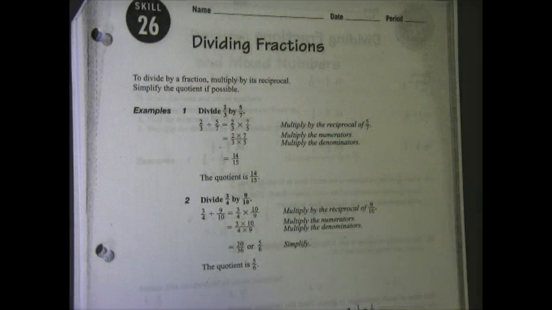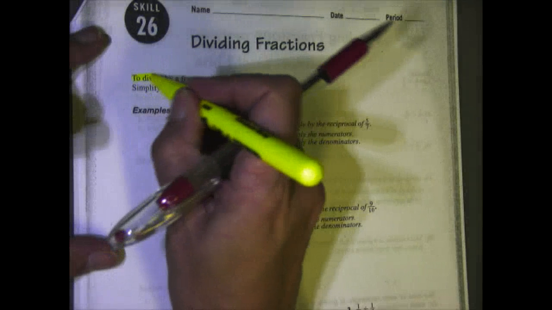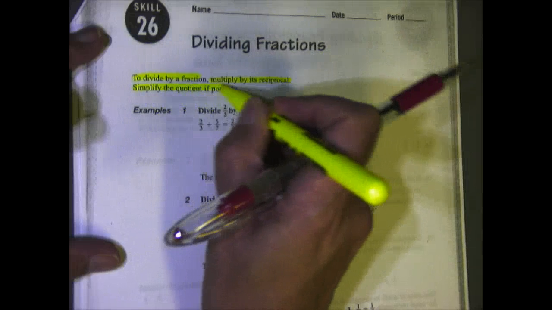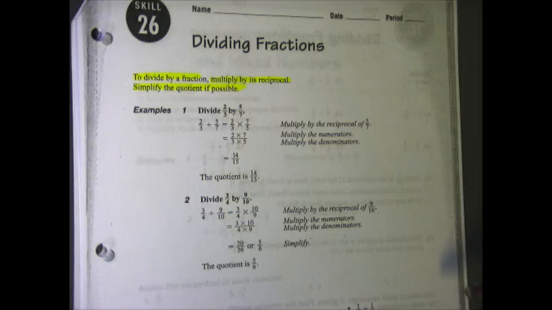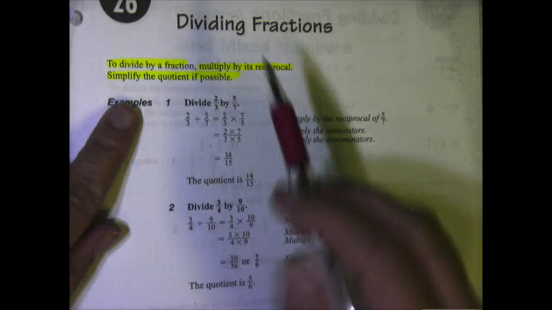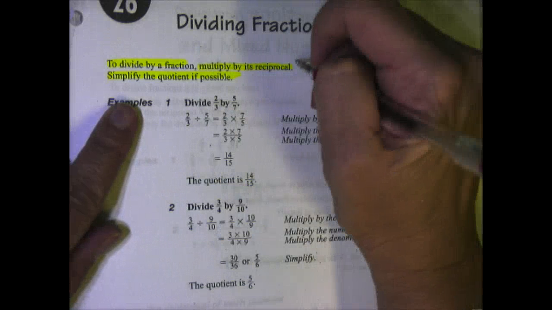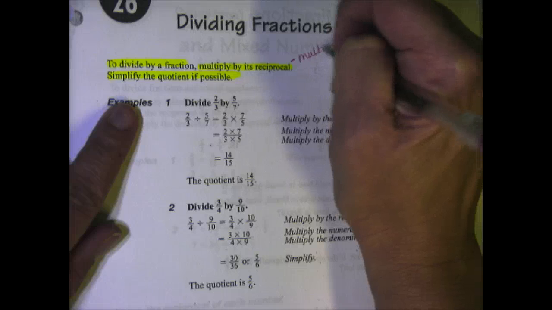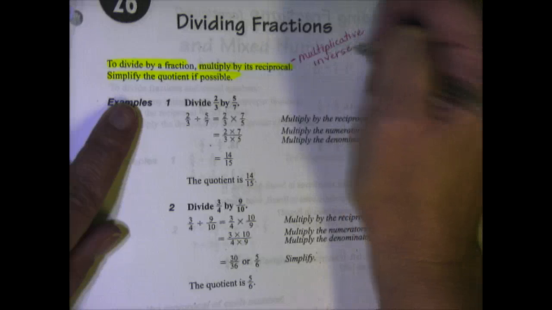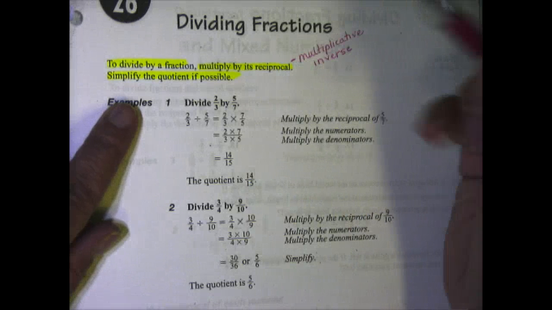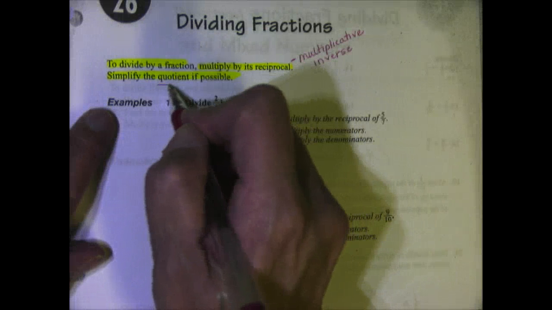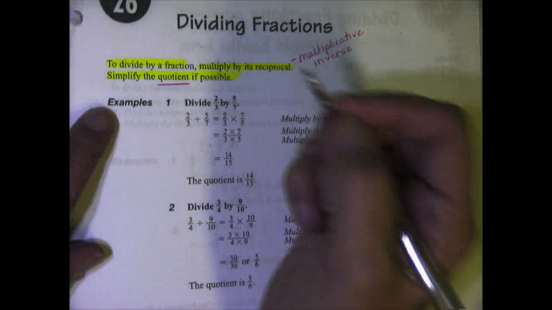So in dividing fractions, to divide by a fraction, multiply by its reciprocal. Simplify the quotient if possible. So there are a couple of words here that we need to go through. First of all, we know what divide means. We know what a fraction is. We're going to multiply by its reciprocal, and we've also called it a multiplicative inverse. Sometimes we say flip the second fraction. That's what it means, but let's learn the actual terms. We could say reciprocal or multiplicative inverse. And remember that the word quotient is the answer to a division problem.